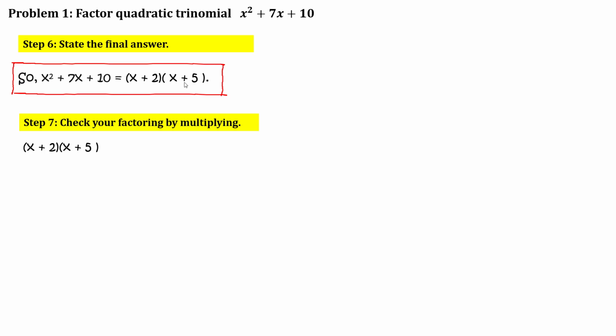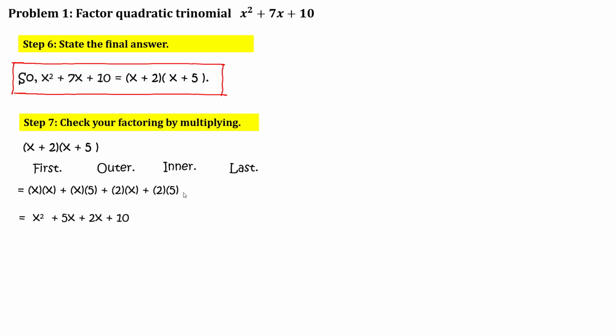So I'm going to write x plus 2 times x plus 5, and then I'm going to apply the FOIL pattern. So first is x times x, outer is x times 5, inner is 2 times x, last is 2 times 5. So I get x squared plus 5x plus 2x plus 10, or x squared plus 7x plus 10. So I actually do get what I started with, okay? So your factoring is correct. But the factoring part is the one that's in the red box. All right, we're going to try another problem. Problem 2.